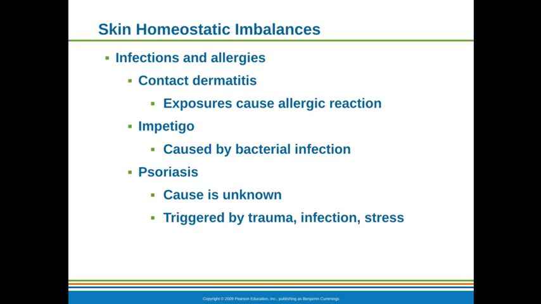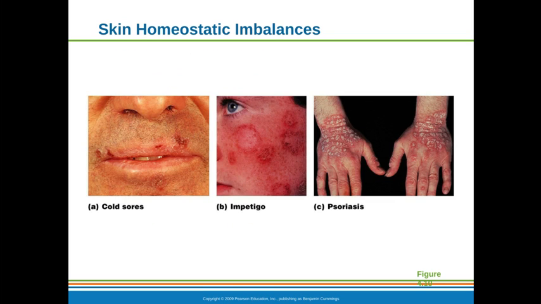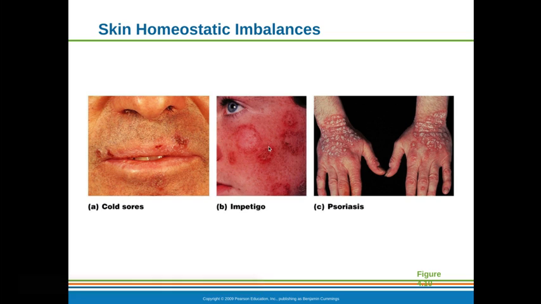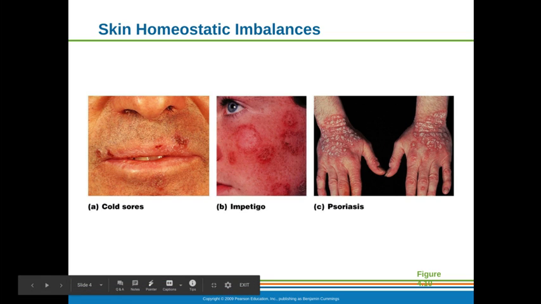Psoriasis. Now, the cause of psoriasis is actually unknown. There is certainly a lot of research done into it and also into medicines that can help cure it. It's triggered by everything from trauma, other infections, not even of the dermis, and stress as well. Okay, so we can see here just some pictorial representations of this. We have general cold sores. Impetigo, you can see growing in this circular motion, so the bacteria will infect the skin and then grow outwards. And then psoriasis right here.